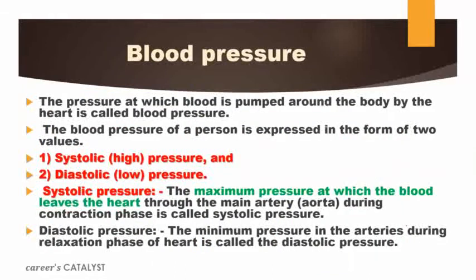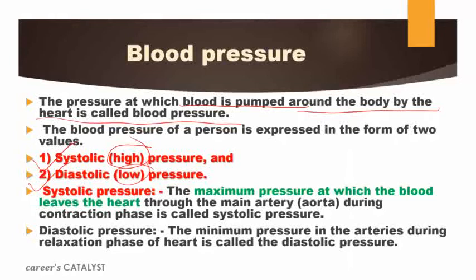Now we will talk about blood pressure. It's very simple. The pressure exerted by blood on the wall of blood vessels is defined as blood pressure. Obviously, when blood is passing through the blood vessels, it exerts some force against the wall of the vessel. That is blood pressure. The pressure at which the blood is pumped around the body by the heart is called blood pressure. The blood pressure of a person is expressed in the form of systolic and diastolic pressure. Systolic means high pressure and diastolic means low pressure.